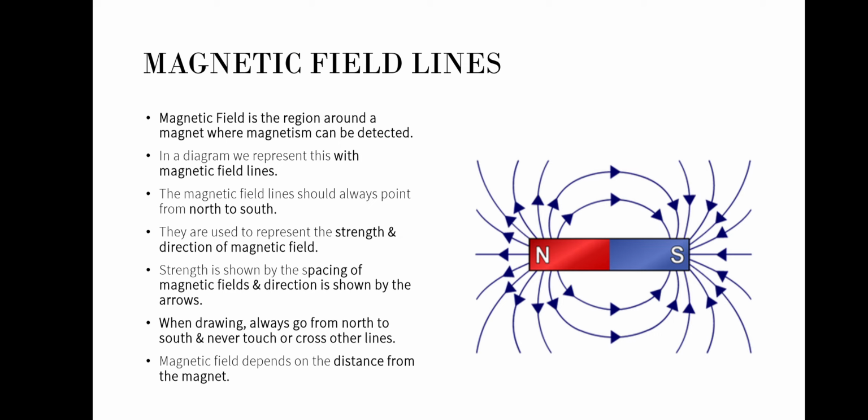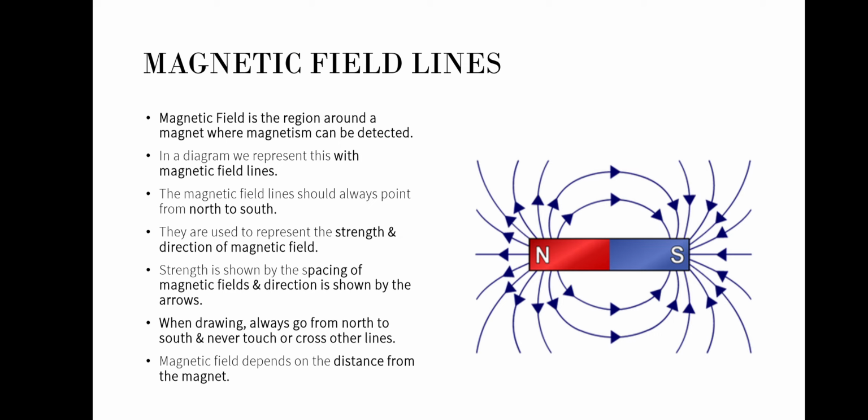Next up we have magnetic field lines. Now magnetic field is the region around a magnet where magnetism can be detected. And in a diagram we represent this magnetic field with magnetic field lines. The magnetic field lines should always point from north pole to south pole. They should never point from south to north, and they are used to represent the strength and the direction of the magnetic field. The distance between them shows the strength of the magnetic field, and the direction is shown by the arrows.